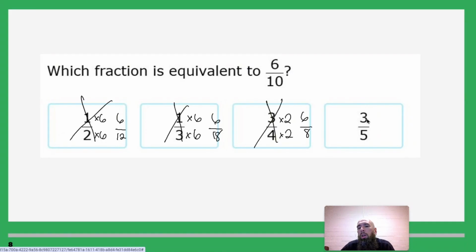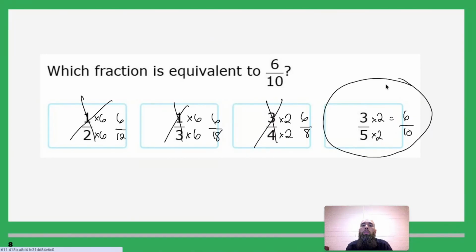Let's make sure. 3 times what is 6? 3 times 2 is 6. So multiply both by 2. That becomes 6 over 10, which is what I want. 3 over 5 is equivalent to 6 over 10.